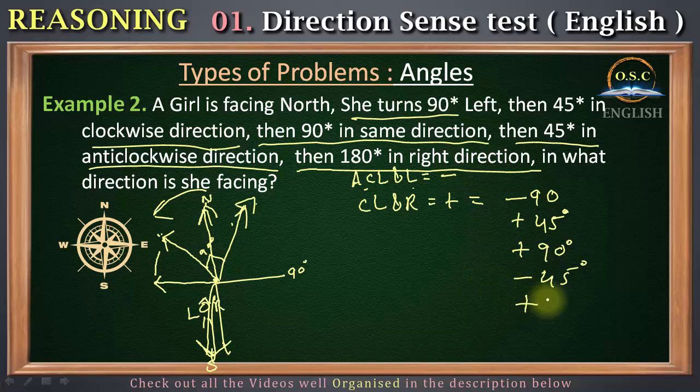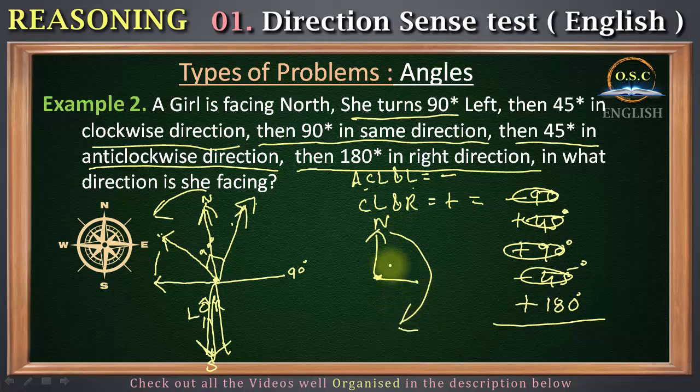So let's calculate here 180 degree in right direction. So right will always be 180 degrees. Okay, so how do you calculate this? Minus 90 and plus 90 gets cancelled, plus 45 and minus 45 gets cancelled, so plus 180 remains. So what she was doing, she was facing north, right? A girl was facing north. Now what she does is 180 degree towards her right or clockwise direction. She turns like this. When she turns here, it will be 90 degree. When she makes another turn, that will be completely 180 degrees. So now she's facing south. This is how we need to solve the problems based on angles.